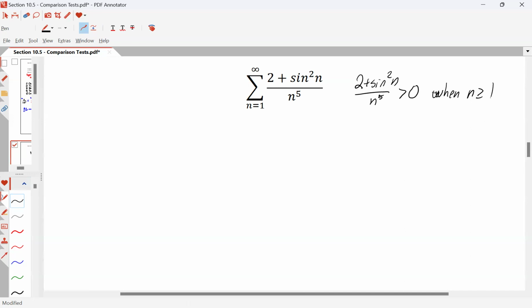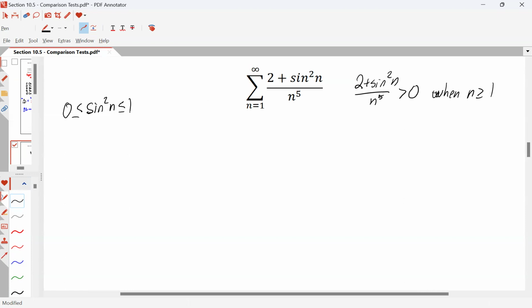So it's that sine squared n piece. However, because we're squaring, sine squared n is positive. So it's never going to be smaller than 0. Sine squared n also can never be bigger than 1, because the biggest sine can be is 1, and 1 squared is 1. So the biggest sine squared can ever be is 1.